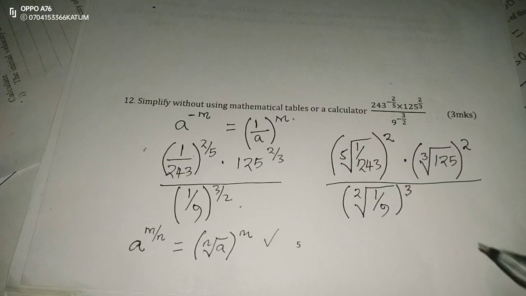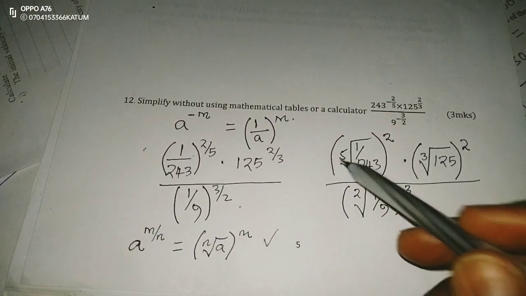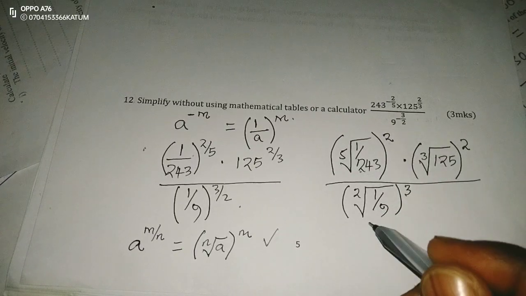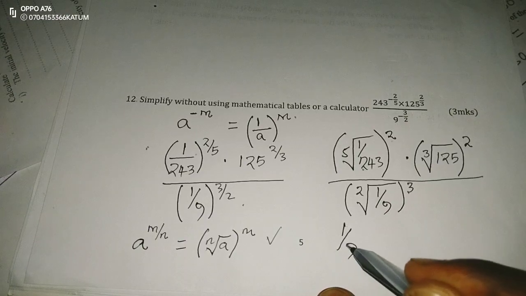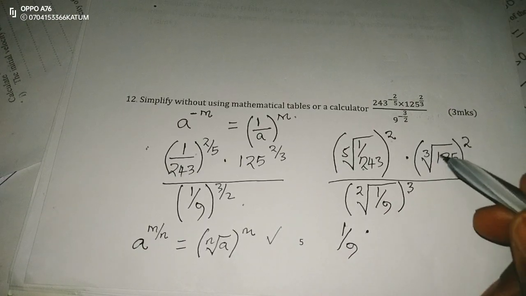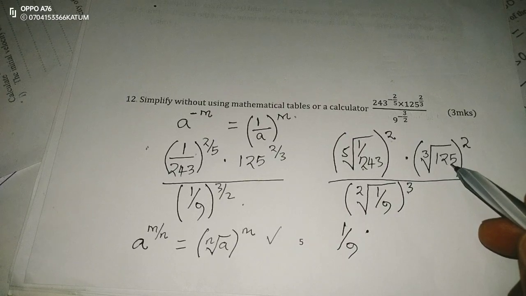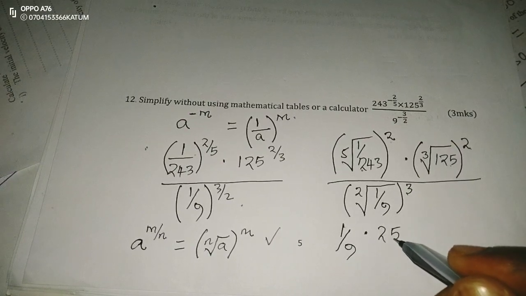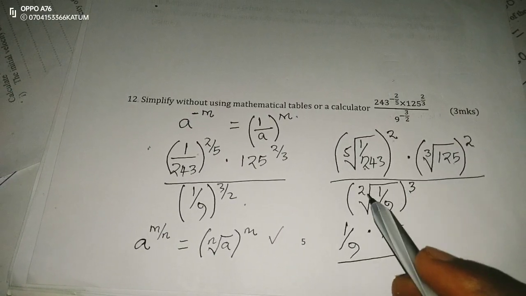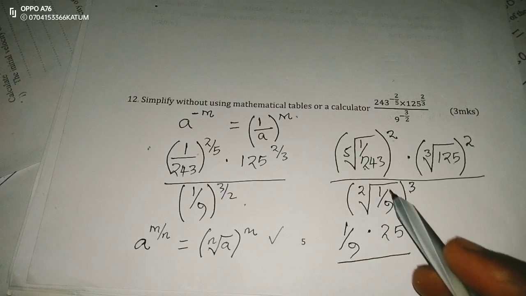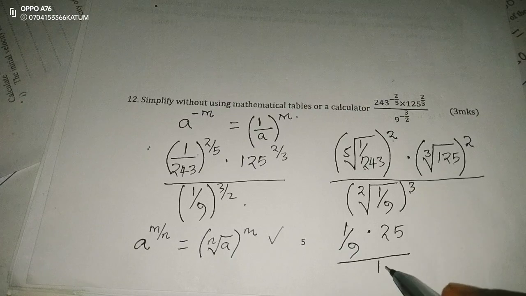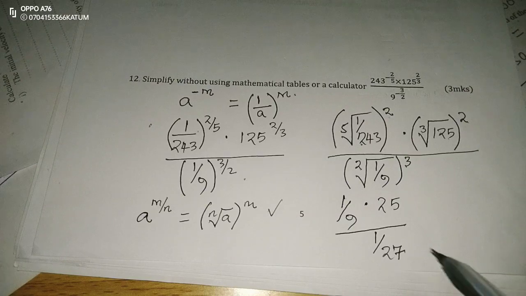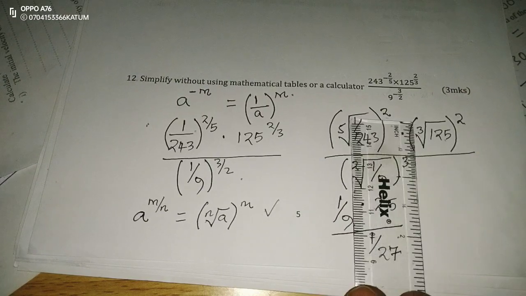When I take the fifth root of 1, I'll get 1. And the fifth root of 243, I'll get 3. Therefore, that becomes a third squared, making it 1 out of 9, multiplied by. This one becomes 5. Then squared makes it 25. Then divided by. The square root of a ninth is a third. Then I cube. It becomes 1 out of 27.